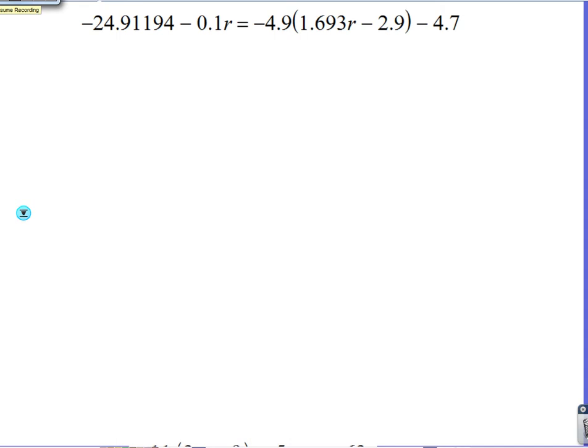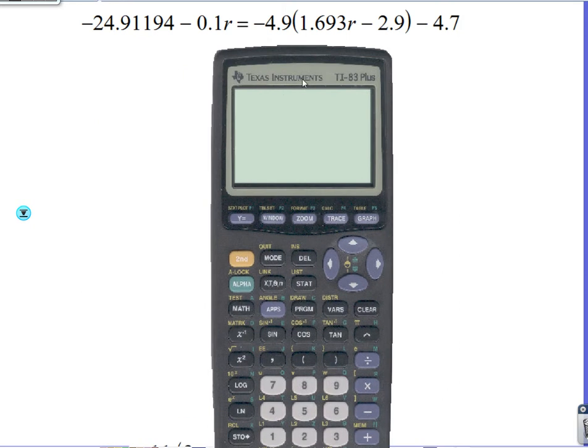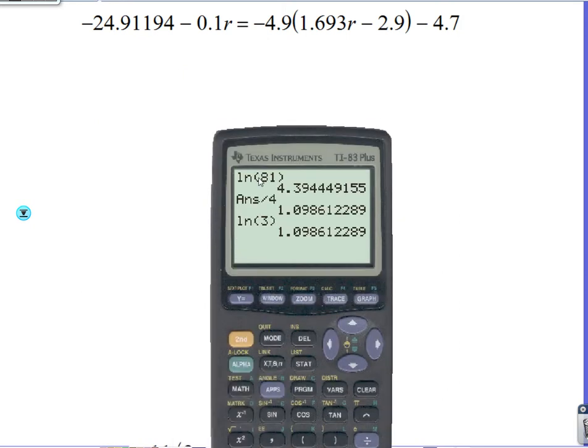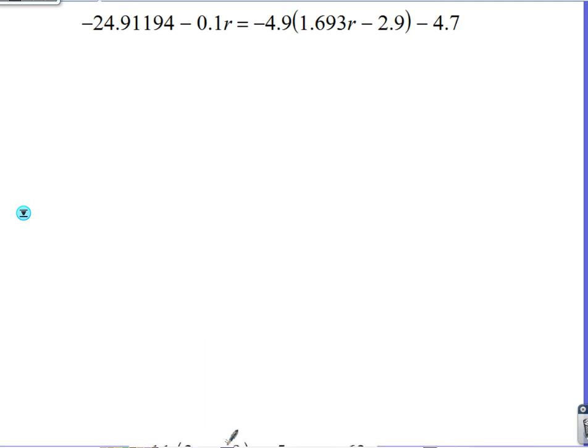Don't freak out when you see problems like this. There's absolutely no difference between this and what you just did, except you probably want to use a calculator. Step number 1, distributive property. I'll take my calculator out and get started.